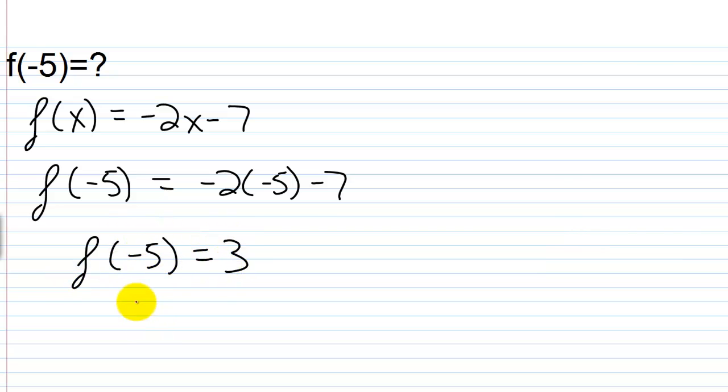So basically the bottom line is whatever I put in the parentheses here, I want to plug that in for x in my function and get a value. Okay, it's just that simple.